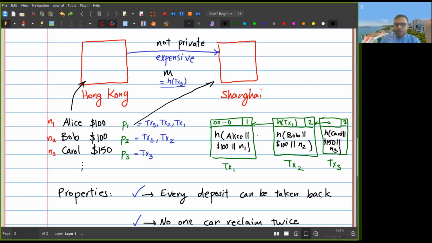But now at this point, when you verify that transaction 1 is correct, Alice says, okay, my name is Alice, I have deposited $100 and the nonce is N1. So she gives you all these 3 parts. And then as the Shanghai branch, you just hash this string and you see that it matches the hash in transaction 1. You know that Alice deposited $100. You give her the $100 back. Okay? So that's the way this whole system would work.